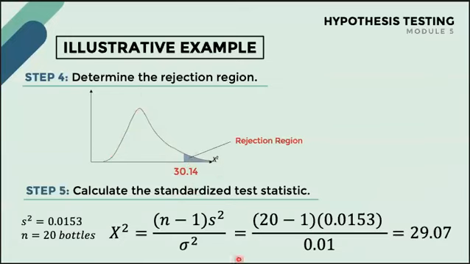So compute the chi-squared value. So this is now the standardized test statistic. Chi-squared is equal to n minus 1 times s squared over sigma squared. Your sample size is 20 minus 1, and then our s squared is 0.0153, and then our hypothesized variance value is 0.01. And then calculate them, the value now is 29.07. In this case, it's somewhere here. Okay, it's still in the non-rejection region.